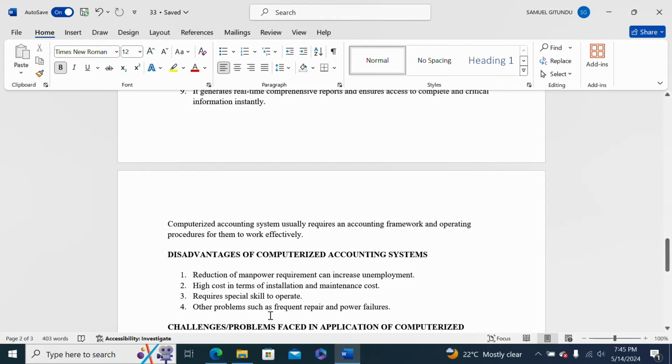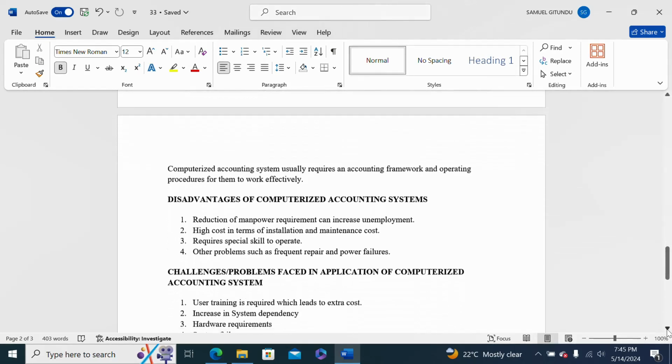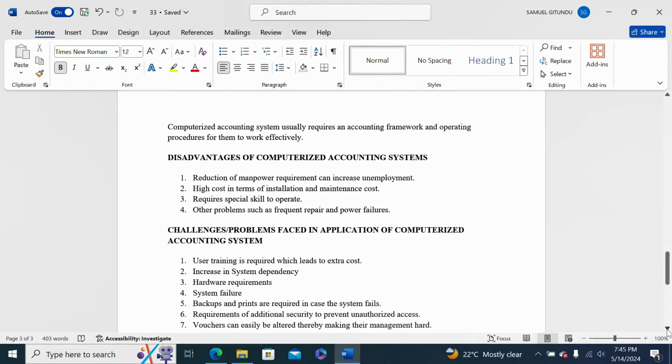when there are other problems such as frequent repairs and power failures, that becomes a disadvantage of computerized accounting system. If there's power failure in your organization, then you cannot use computers. If the computer requires repairs because it is not functioning, then that is a disadvantage.